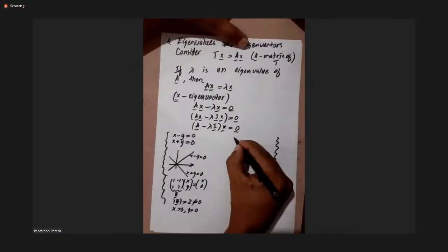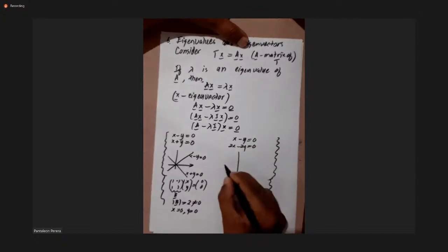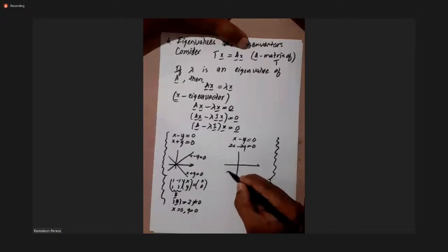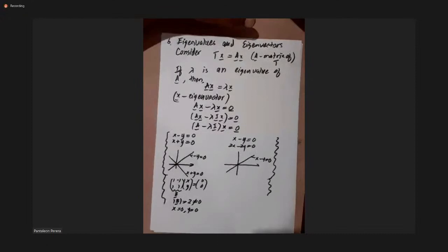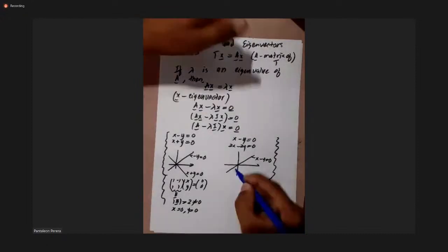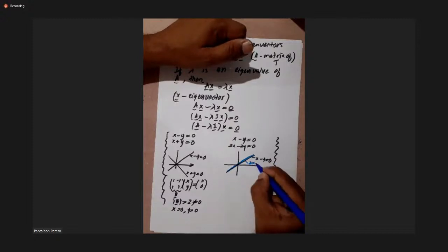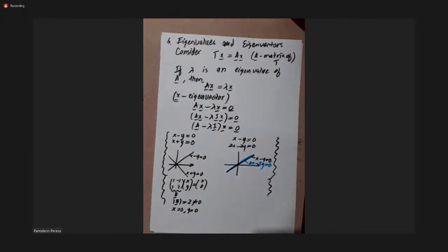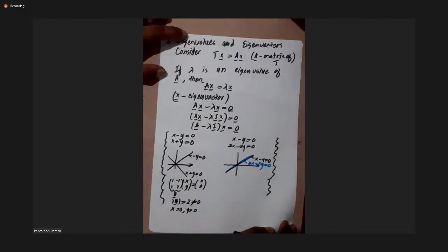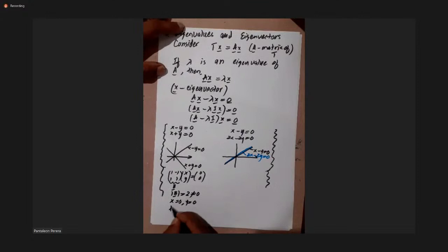On the other hand, let's take this one. x minus y is equal to 0, 2x minus 2y is equal to 0. What is that? You get the same equation, right? The first one is this, x minus y is equal to 0. Then you have another line, which is 2x minus 2y is equal to 0. So two lines overlap. So what are the solutions? There are infinite solutions, these are called non-trivial solutions.